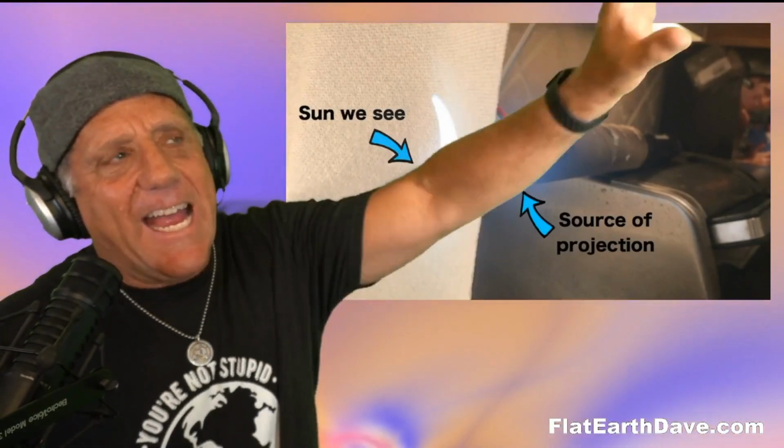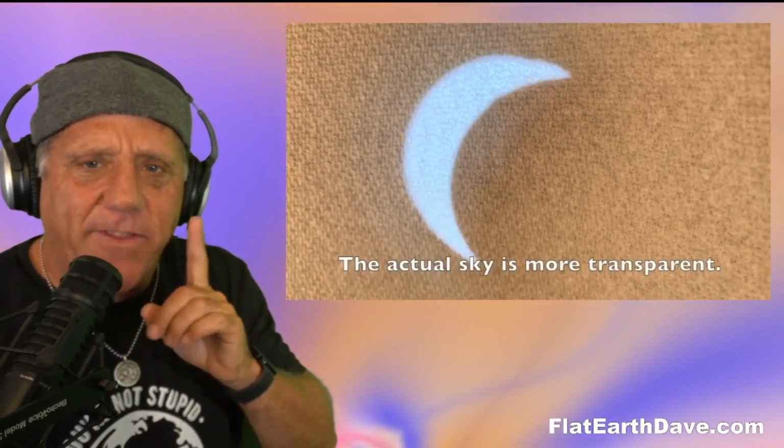So then I thought, you know what? In flat Earth, many of us think that the sun and the moon and the stars that we see are kind of projected from above. We're seeing them projected into our sky screen, if you will. And there's a lot of evidence of that. So I said, what if the sky's more transparent?